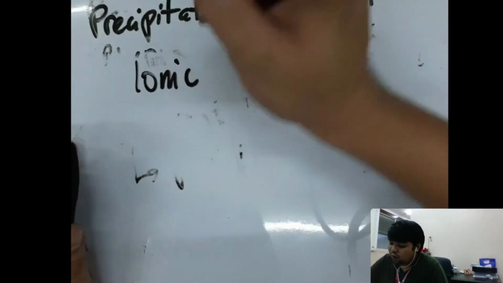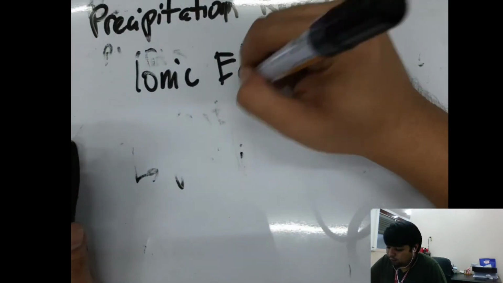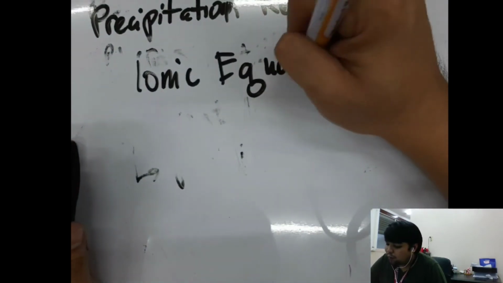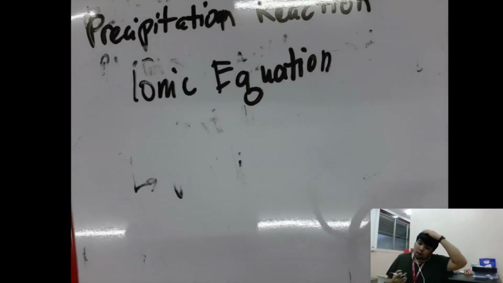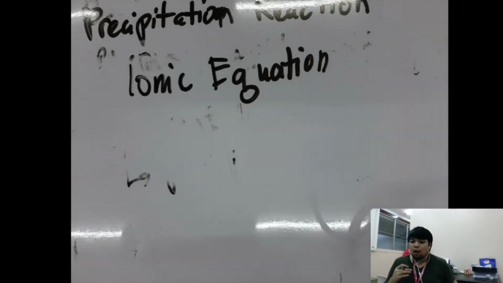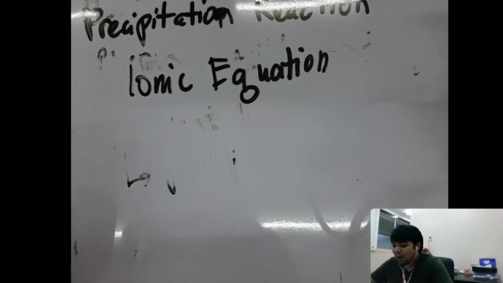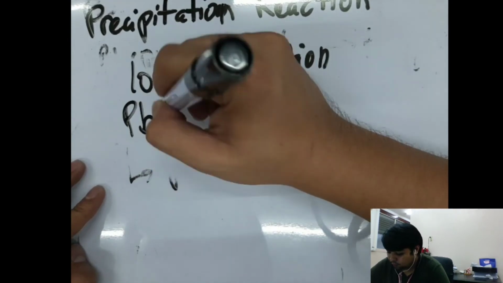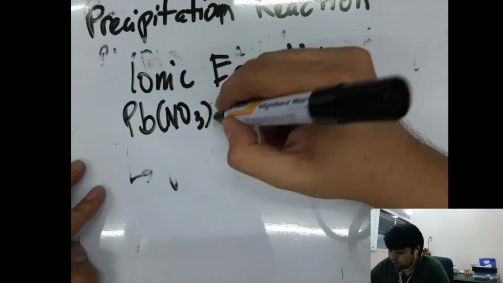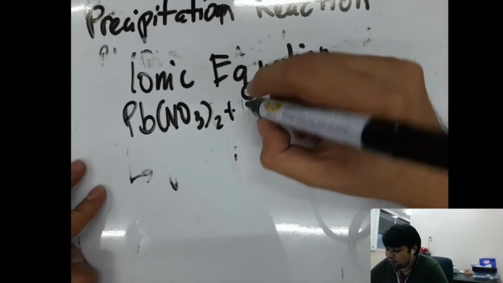So, a complete ionic equation. A complete ionic equation is just a chemical equation. However, you break down all of the ionic compounds in water or in aqueous solution into their respective ions. Now, going back to our molecular chemical equation here.